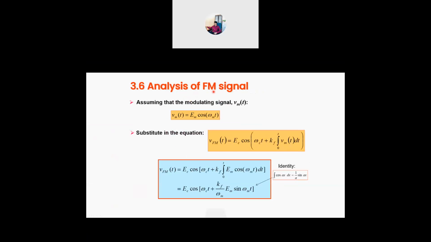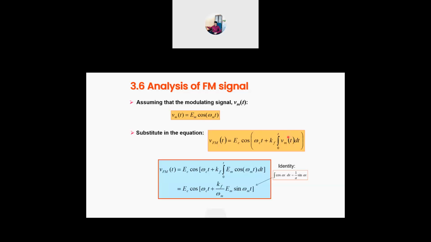So, analysis of this FM signal. Assuming that the modulating signal VMT, this one you are already familiarized with, right? Your information signal, your message signal, is EM cos omega MT, and we substitute it in the equation of the FM. Now we only discuss FM. We do not discuss the phase modulated signal, but they are relatable to one another. That's why we discuss one of them. So this one is FM, and we substitute this EM cos omega MT inside.